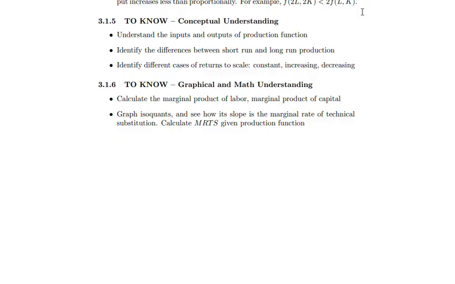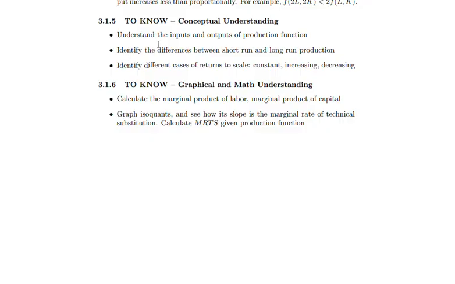In the long run, you can vary the capital, so you can optimize. Since you can optimize, they are not fixed, and you have isoquants. Because in the short run you can't adjust your capital, you literally do not have the isoquant curve.